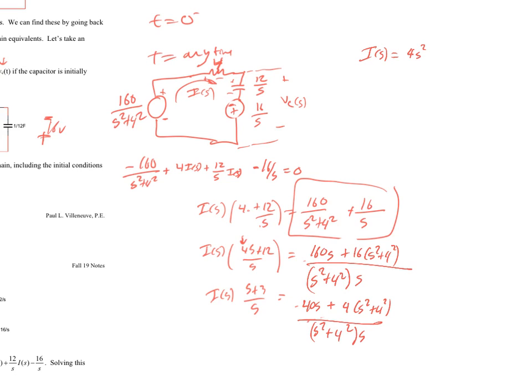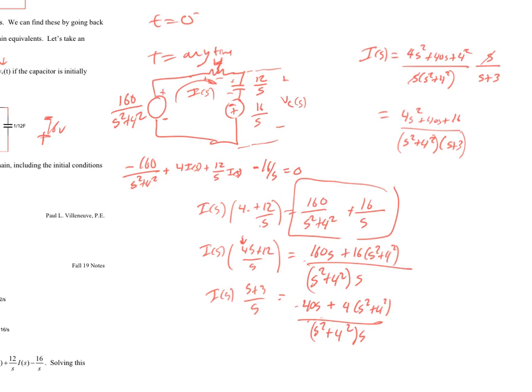4s squared plus 40s plus 4 squared over s times s squared plus 4 squared times s over s plus 3. So I kind of reworked the numerator a little bit as well, just to have it from my higher terms on the way down. I can see my s's will cancel, and what I'm left with is 4s squared plus 40s plus 16 over s squared plus 4 squared times s plus 3. That's my I of s.